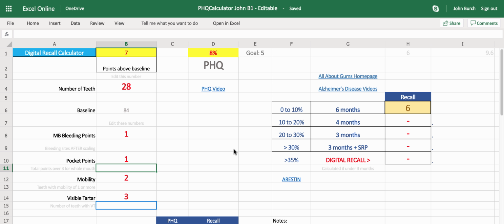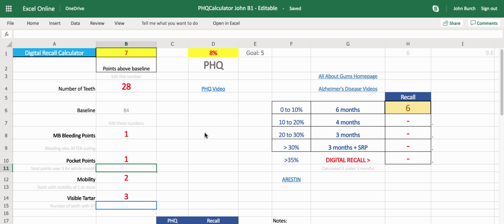On this page, you have a video about PHQ if people want to know more. You have a video here. This connects you to the Alzheimer's. And then if the person needs a Reston therapy, you have a link down here. So I'm going to close this Camtasia out. I'm going to put it on the All About Gums website for those of you who choose to be members, and I'm going to hope that people will use this.